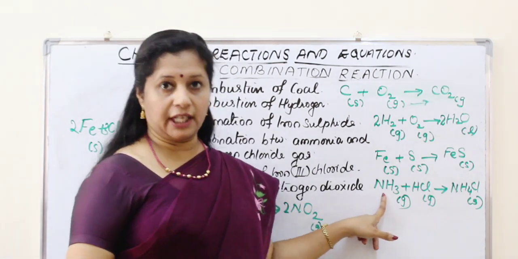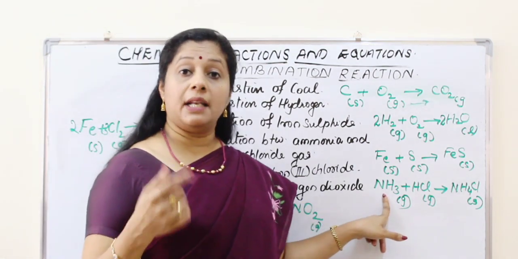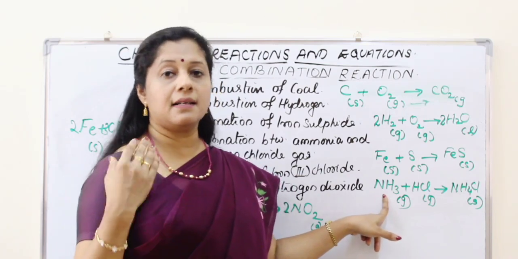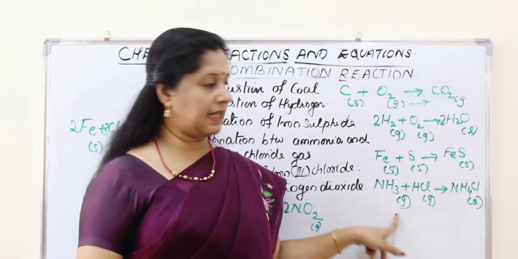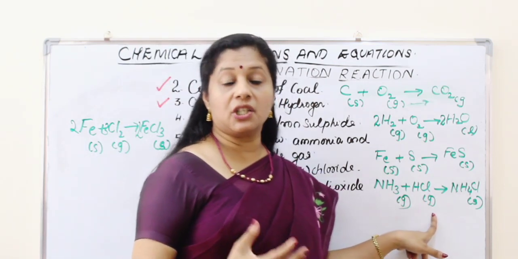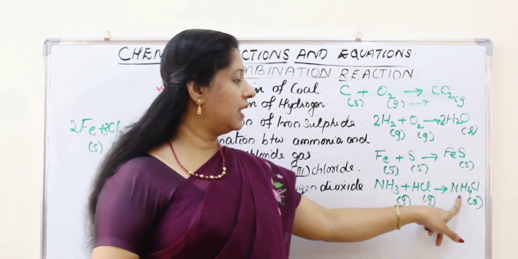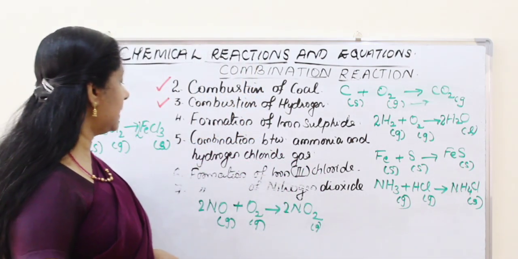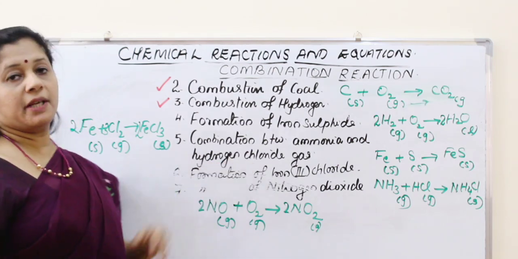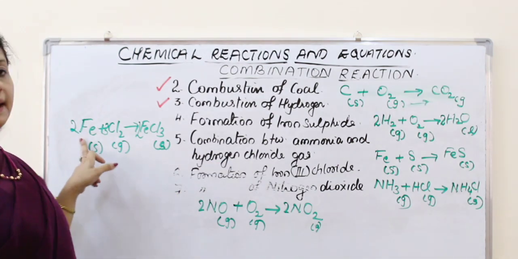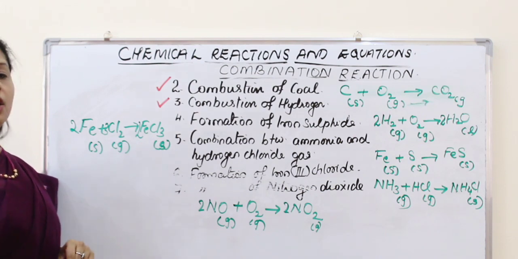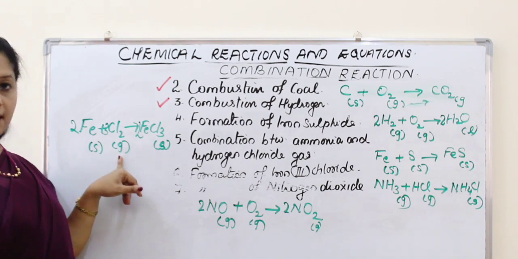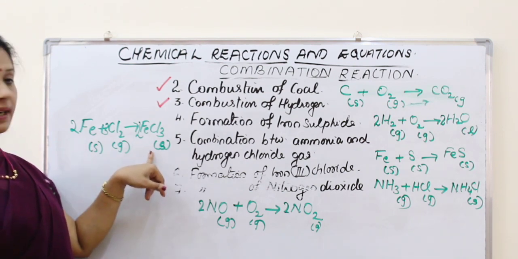Combination between ammonia and hydrogen chloride gas. Ammonia is NH3. You will come across ammonia also, so you should familiarize yourself. NH3 is ammonia, which is in vapor form here, and the HCl is also vapor, hydrogen chloride gas. When they both combine, we get ammonium chloride, NH4Cl, which is a solid. Then formation of iron 3 chloride: iron plus chlorine gives iron 3 chloride, FeCl3. The iron is a solid, chlorine is a gas, and iron 3 chloride is a solid.